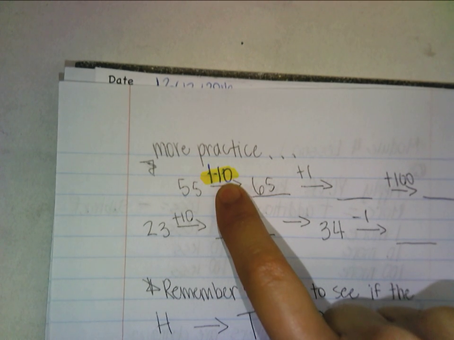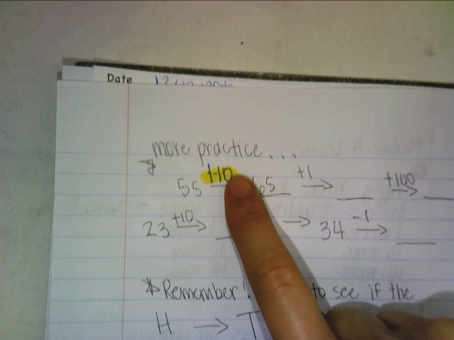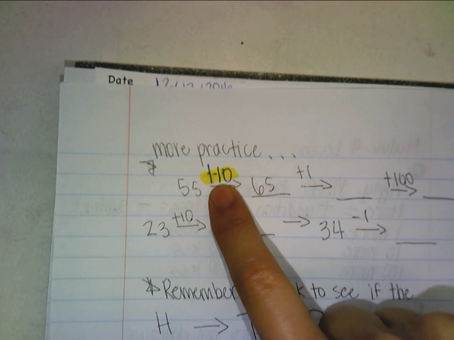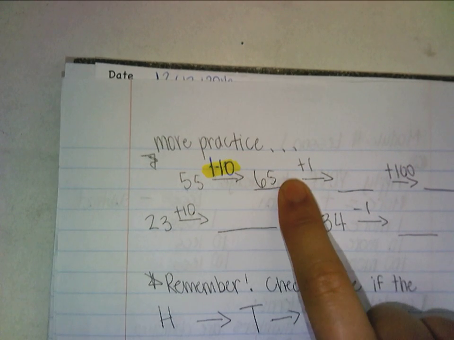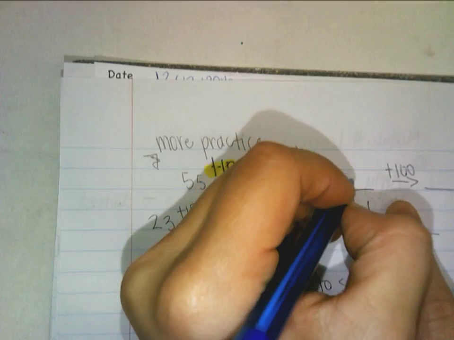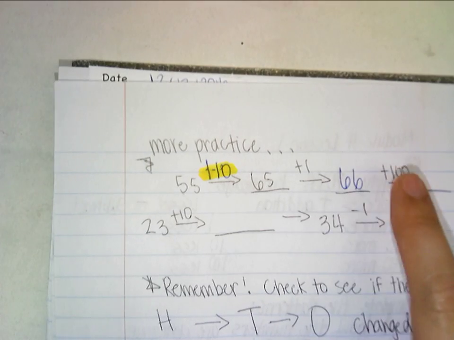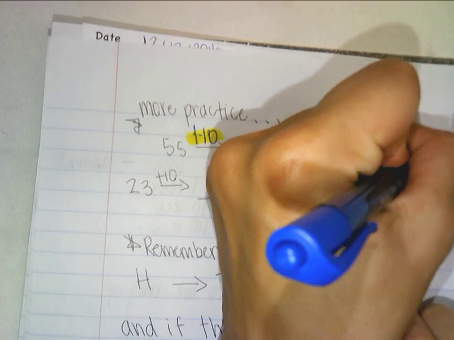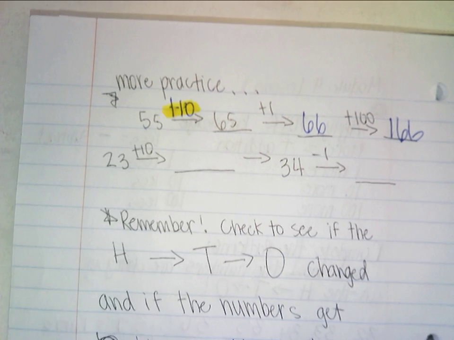Okay, so you have to pay attention to how the number's changing and you write either plus or minus. Up here, 65 plus 1. So we can do that, 66. And then 66 plus 100 would be 166. Okay, let's try it again.